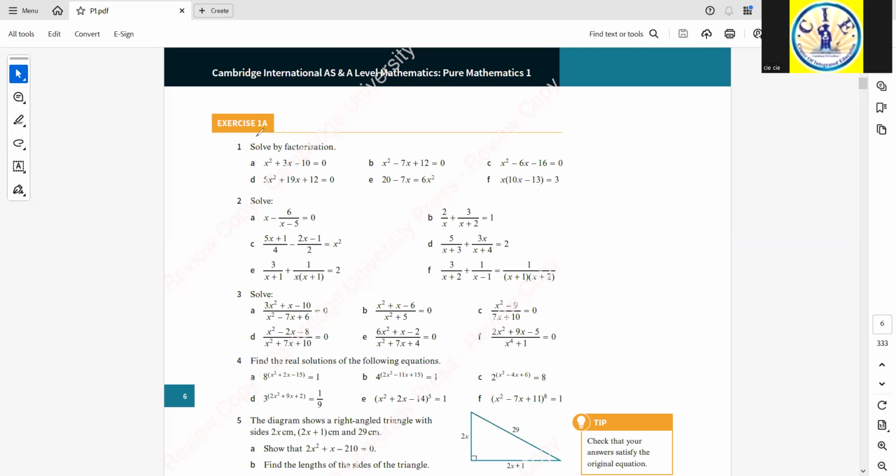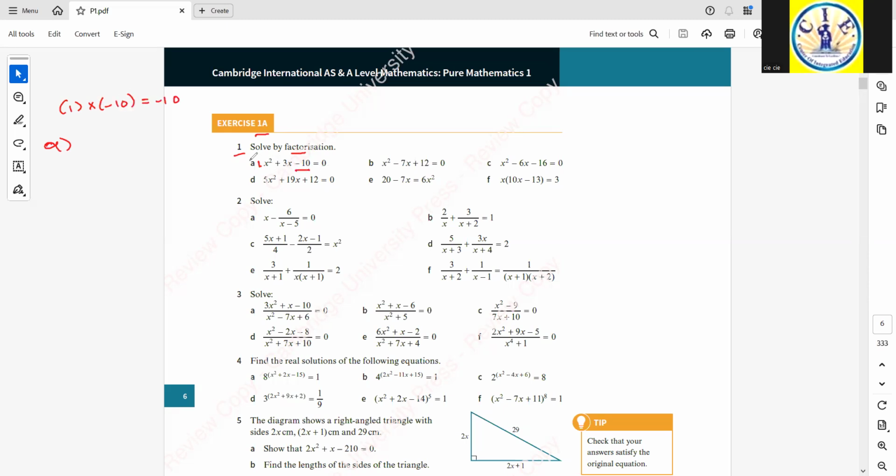This is exercise 1A, question number 1. Solve by factorization. Let me solve its part A first. I can see that the coefficient of x squared is 1. So I need to multiply this with the constant term, which is negative 10. So the answer is negative 10.